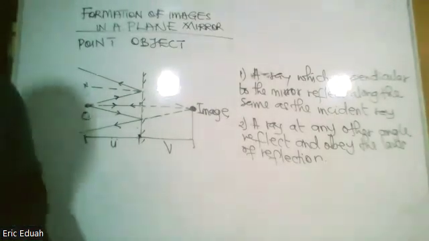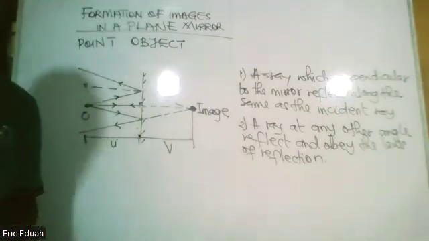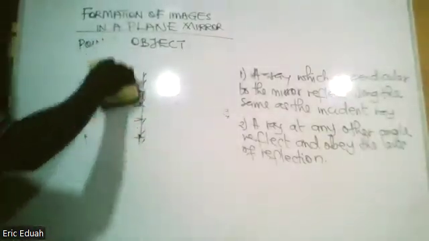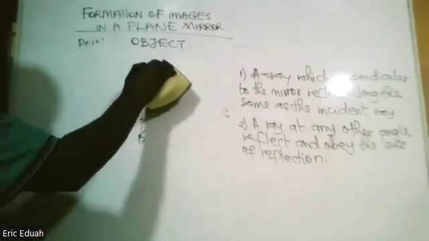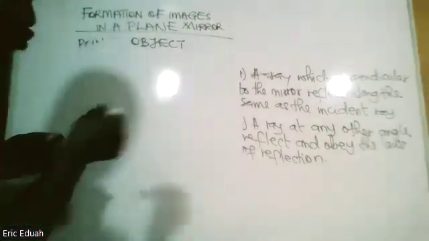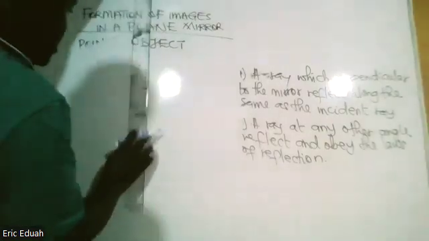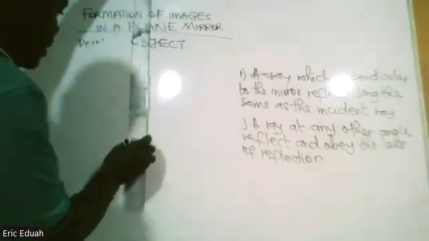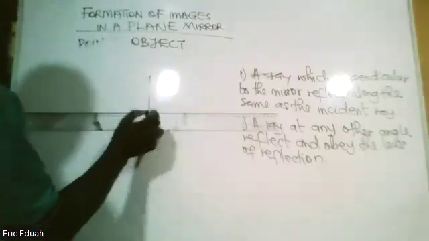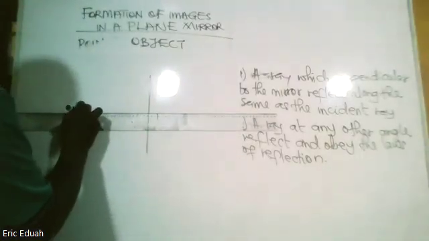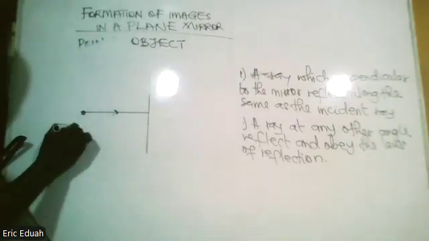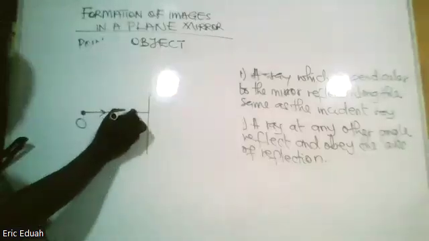Let's go through it again. Let's use the rays again. So we are drawing using ray diagram to describe image formation in a plane mirror. And in doing this, we are using two rules. The rules are that one, a ray of light perpendicularly to a mirror. So if this is the object and the ray is perpendicularly to the mirror, it will reflect along the same path as the incident ray.